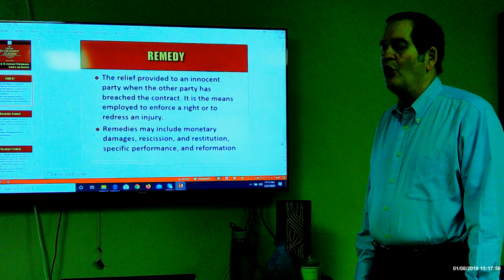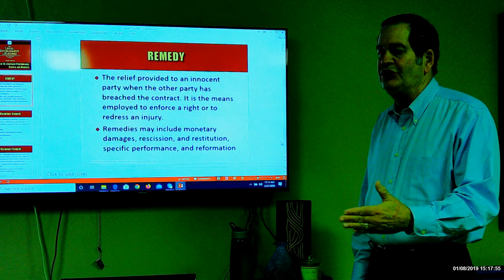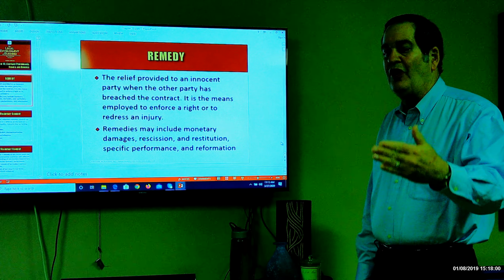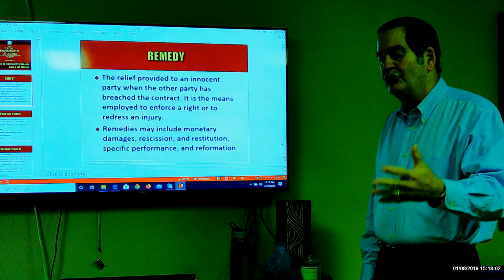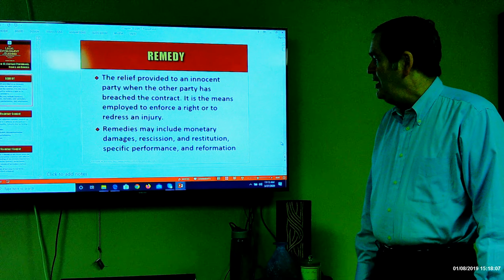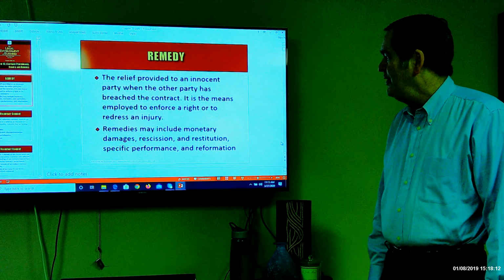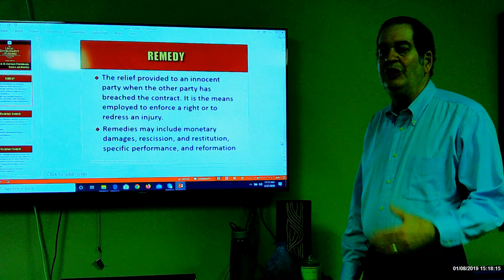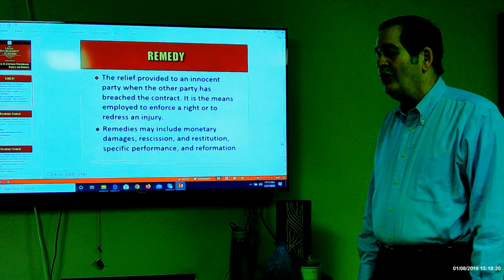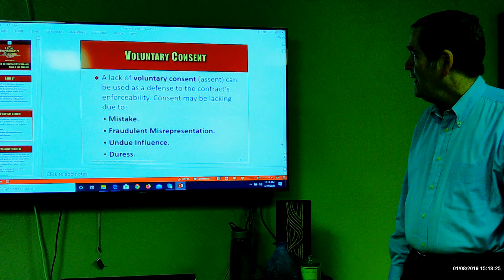As we talked about before, remedies can involve damages. In a contract situation, it can be rescission, which means to do away with the contract. Restitution, which means to provide somebody with something, usually money, to put them in the place where they should be. Specific performance, which is ordering a party to do something. And reformation, which means to change the contract to make it fair or comply more with the law.